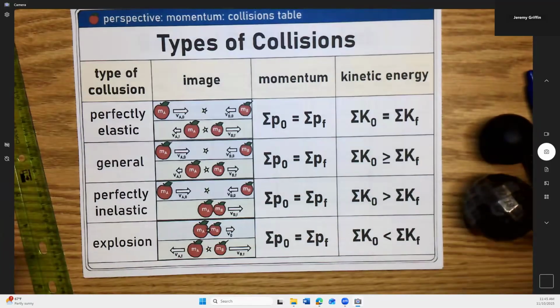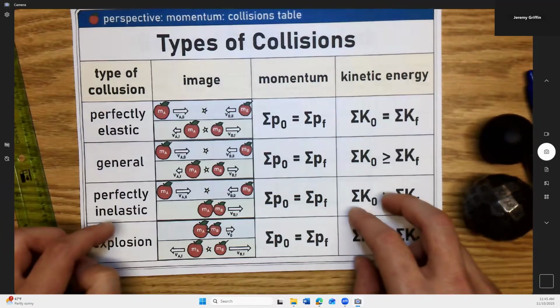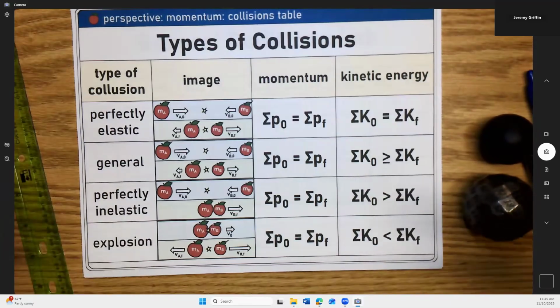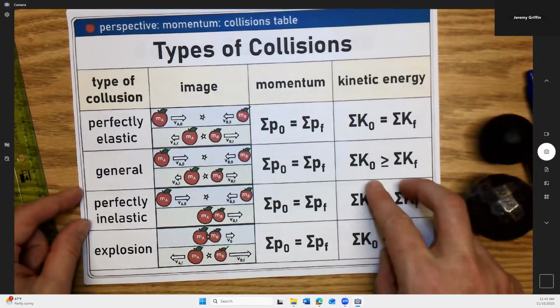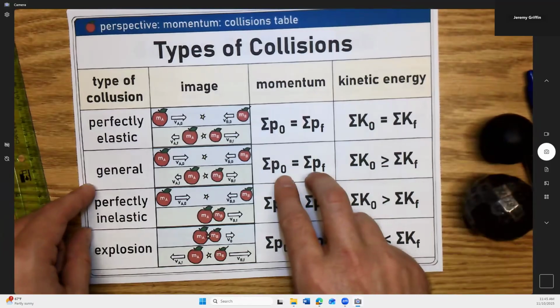But those are non-mechanical forms of energy. So in this class, Physics 1, it's really hard to account for that. That's why we're not usually analyzing collisions in terms of energy. We're analyzing it all in terms of momentum, which is very simply conserved.